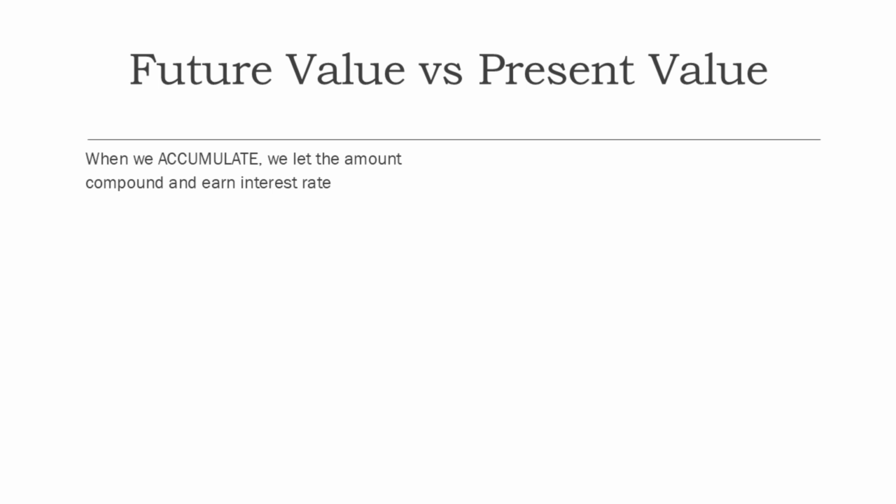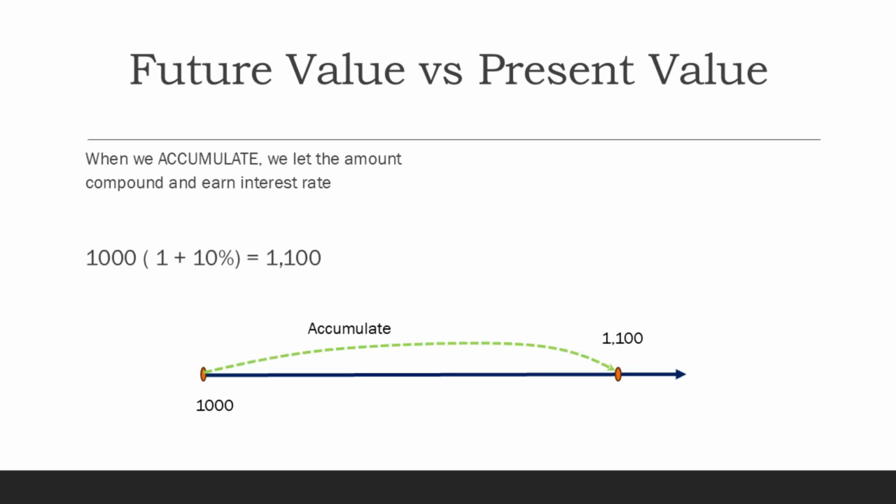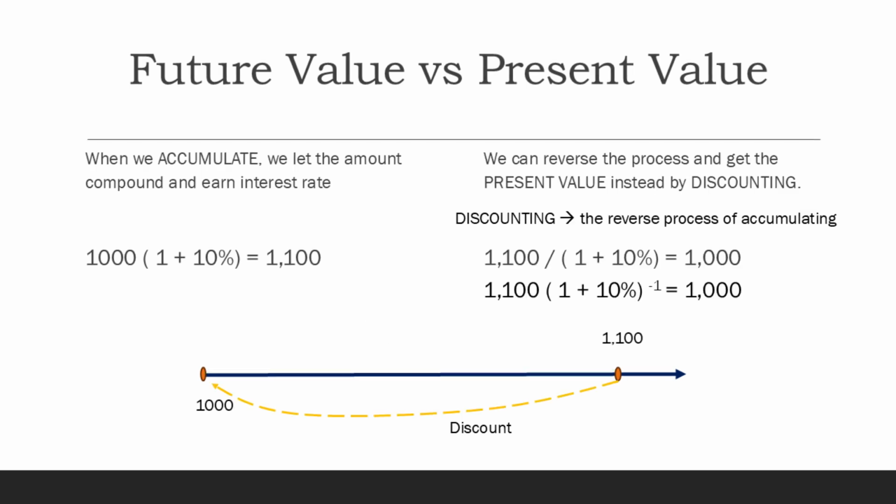Future value versus present value. When we accumulate funds, we let the amount compound and earn interest. For example, 1,000 times 1 plus 10% is equal to 1,100. And we can reverse the process and get the present value by discounting. And discounting here means the reverse process of accumulating.